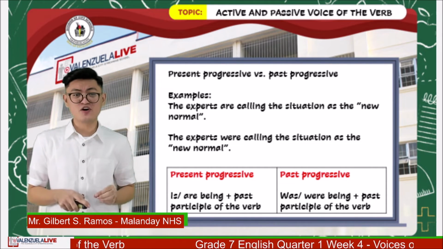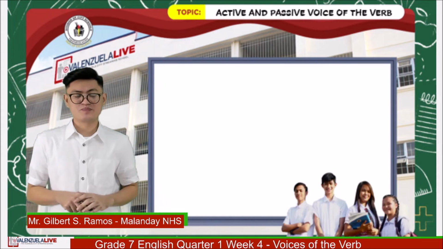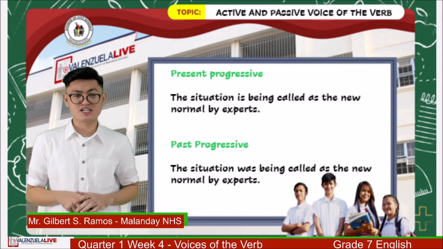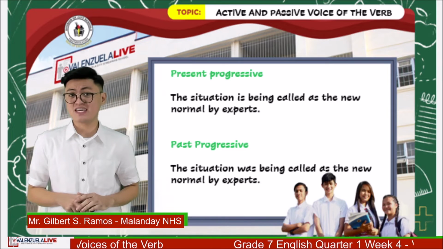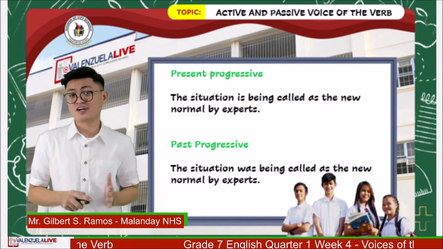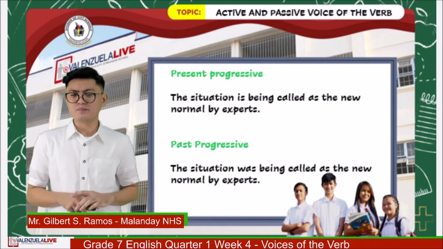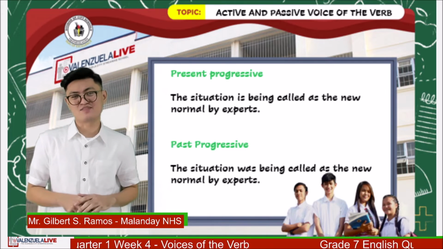So to transform the sentences, we can write them like this. For present progressive, the situation is being called as the new normal by the experts. For past progressive, the situation was being called as the new normal by the experts.